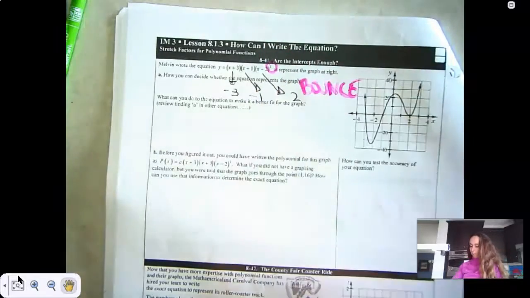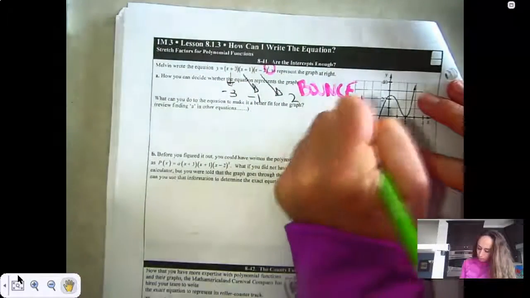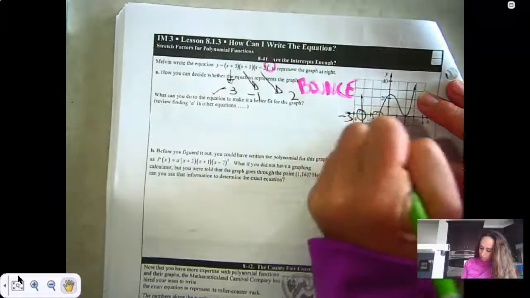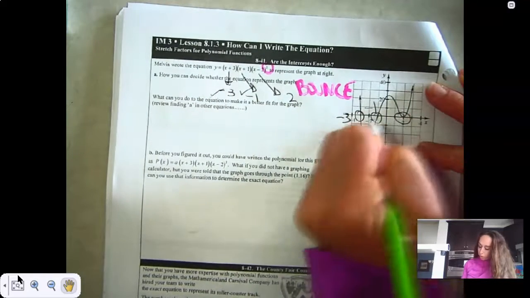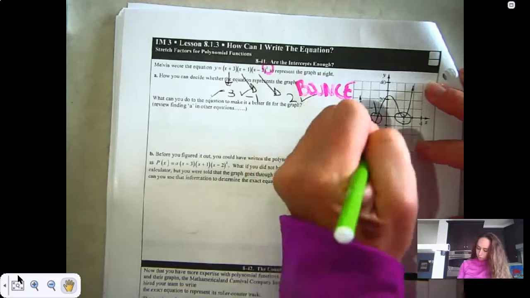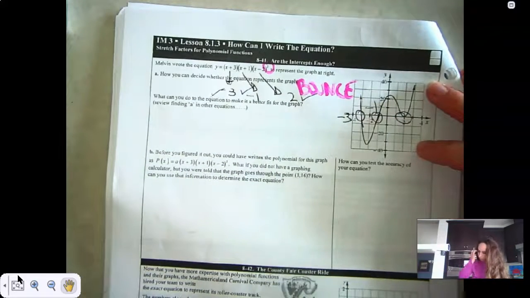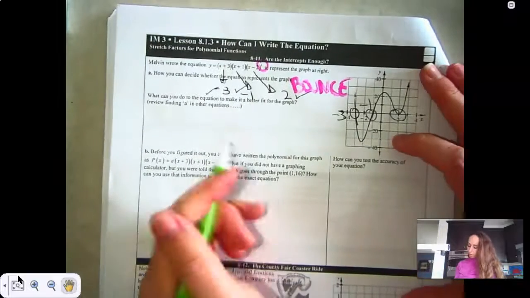All right, let's compare. There's my -3, check. There's my -1, check. There's my 2, check. So let's see. Through, through, bounce. All right. It says, what can you do to the equation to make it better fit?